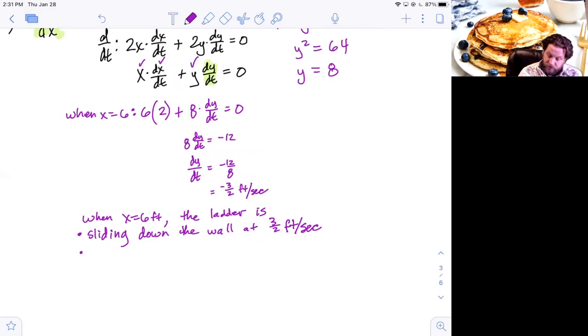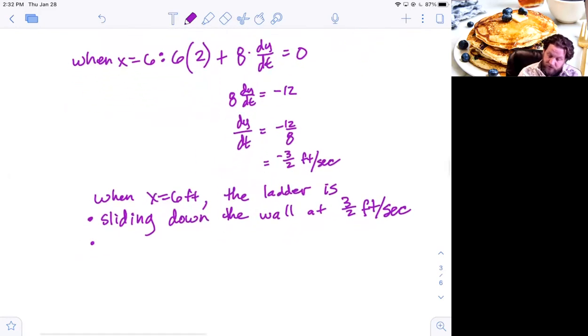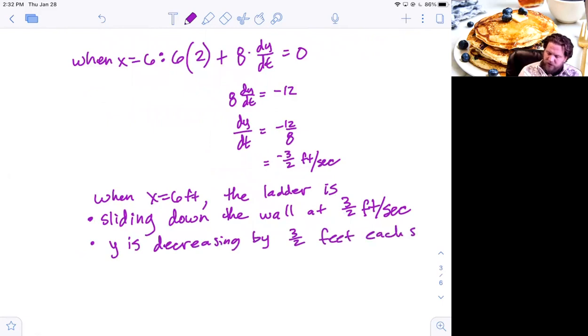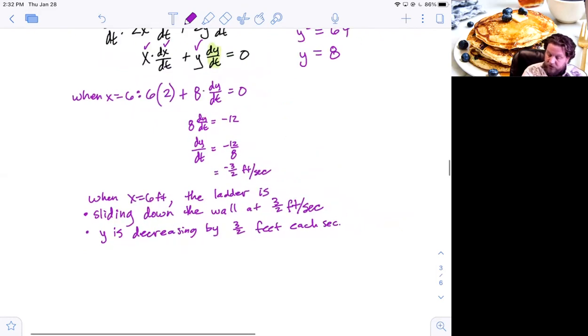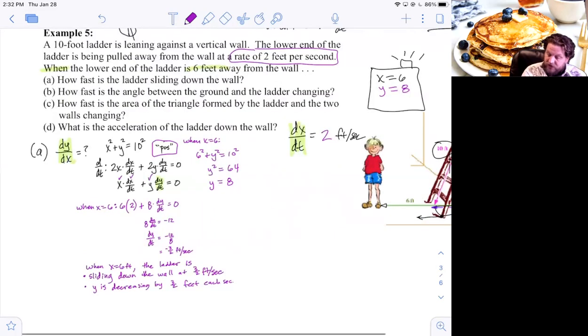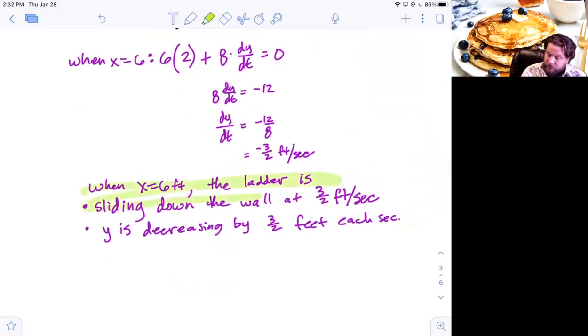I could say when x equals 6 feet, the y is decreasing by 3/2 feet each second. We talked about that back in the day when you have to read carefully. Are you talking about how fast something's changing or how fast a quantity is changing? In this case, it did say how fast is the ladder sliding down the wall. So I would actually just stick with this right here. But when I say the word sliding down, that interpreted the negative sign. Okay.